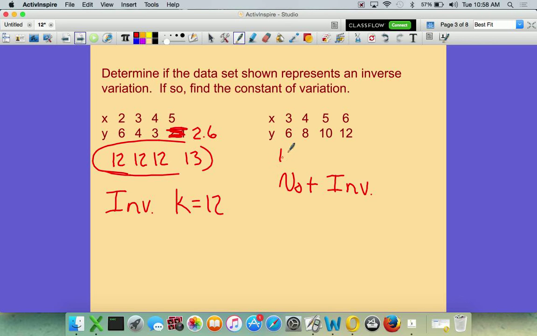3 times 6 is 18. 4 times 8 is 32. Those aren't the same. So that's another way to tell that it's not an inverse. Let's see if it's direct, though.